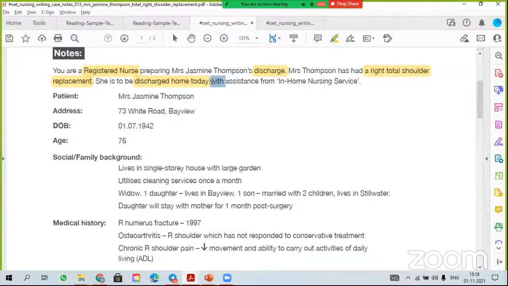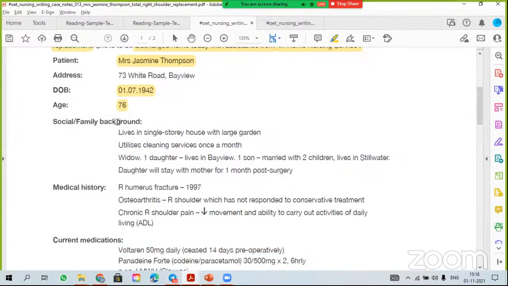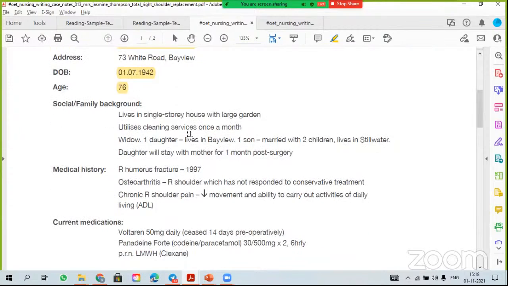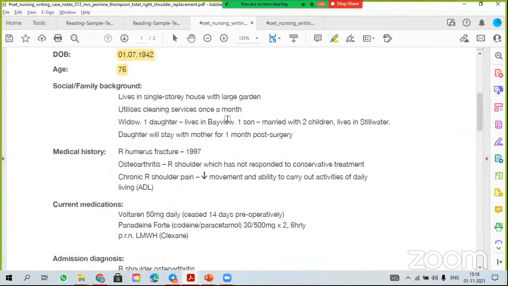And this with the assistance from in-home nursing service. And the name of the patient is Mrs. Jasmine Thompson. And the date of birth is 1/7/1942. And the age is 76. Anyone you can take. No need to take both of them. Any one is okay. Right.